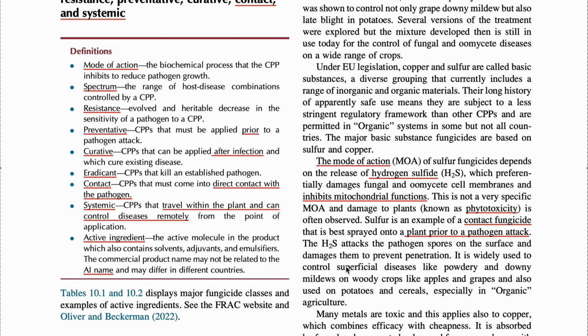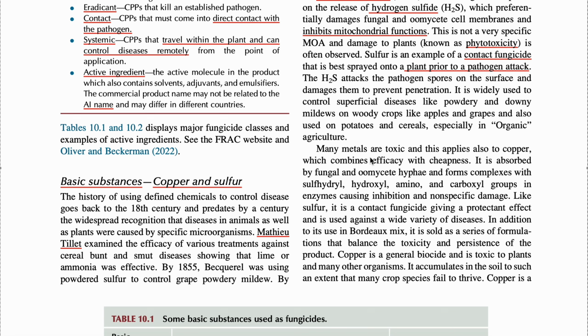It is widely used to control superficial diseases like powdery and downy mildews on woody crops like apples and grapes, and also used on potatoes and cereals, especially in organic agriculture. Many metals are toxic, and this applies also to copper, which combines efficacy with cheapness. It is absorbed by fungal and oomycete hyphae and forms complexes with sulfhydryl, hydroxyl, amino and carboxyl groups in enzymes, causing inhibition and non-specific damage.